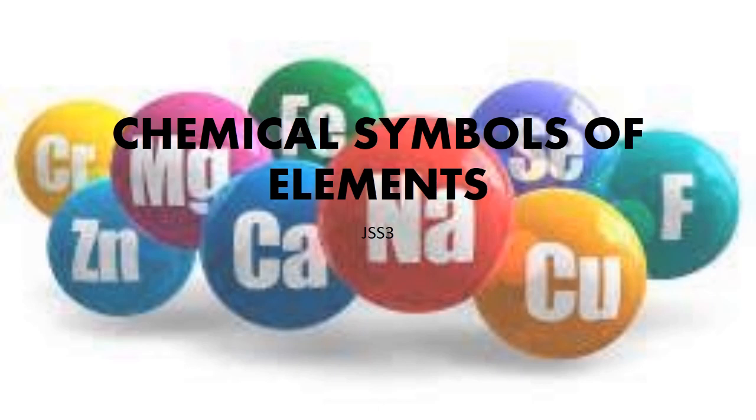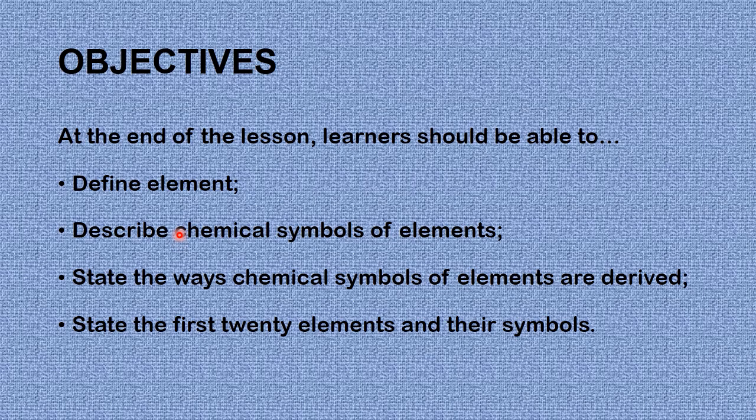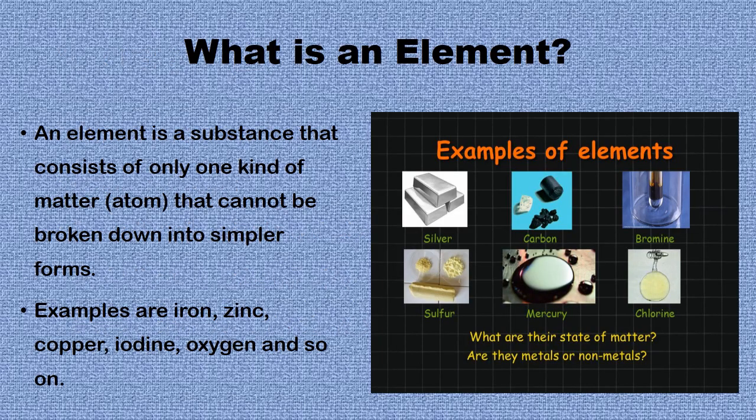Hello there. It's time for another basic science lesson, and today we'll be looking at the chemical symbols of elements. Now, the objective of this lesson is to help learners define elements, describe chemical symbols of elements, state the ways chemical symbols of elements are derived, and state the first 20 elements and their symbols.